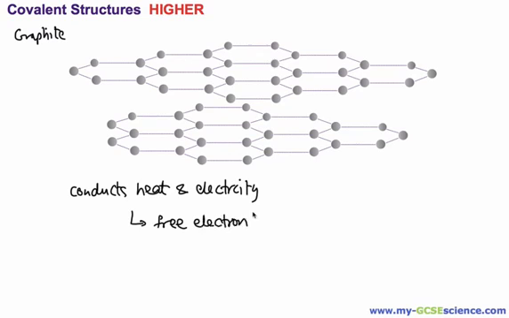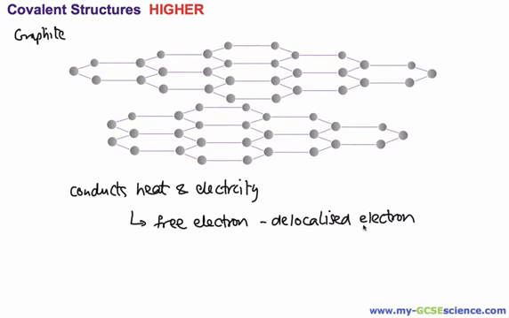Each carbon atom has a free electron, and in fact we call it a delocalized electron. You should know and understand that phrase there, delocalized electron. And this is just the same as in metals. Metals have delocalized electrons as well, and that gives it the ability for the electron to move around, and therefore it can conduct electricity.